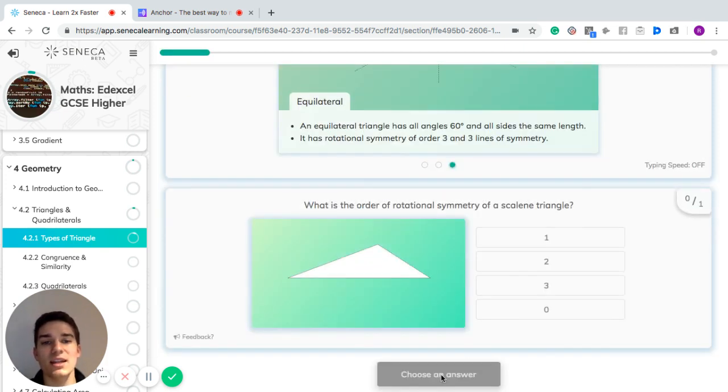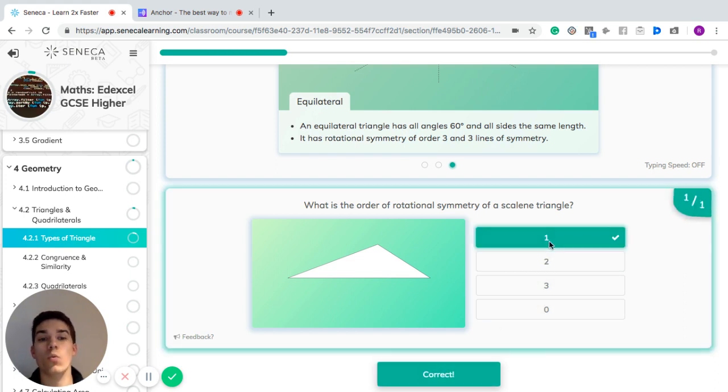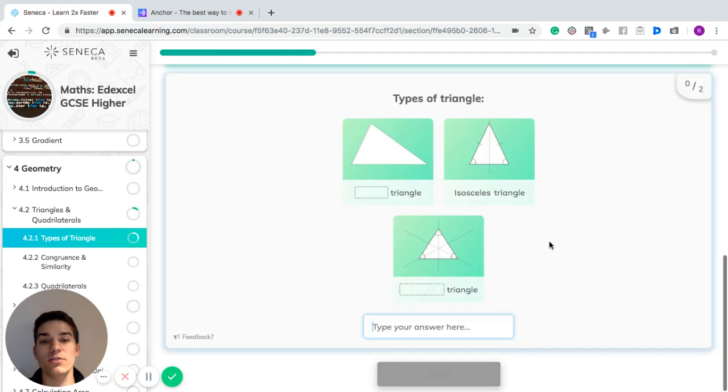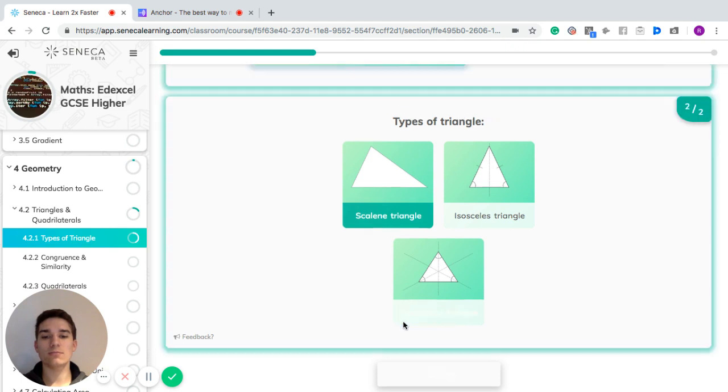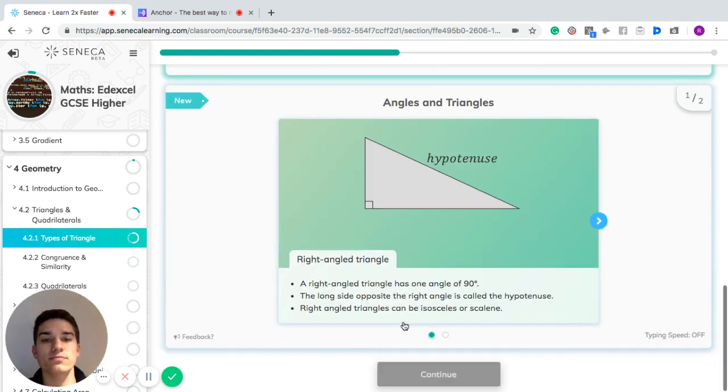So, if we've got a scalene triangle, the order of rotational symmetry would be 1. That's because if you rotate it a full 360 degrees, it would only fit onto itself once at the very beginning. Now, remember, we've got the 3 types of triangle. We've got isosceles, we've got scalene, and we've got equilateral triangle.